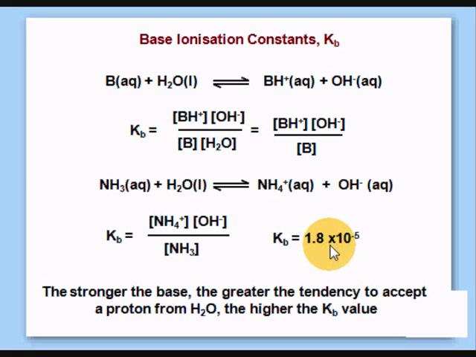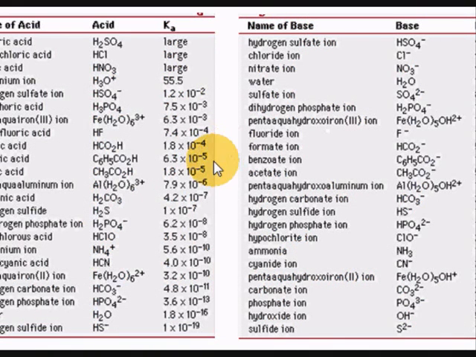And this too then is quite a high concentration. Strength: the stronger the base, the greater the tendency to accept a proton from H2O, and therefore the higher the Kb value. So again, 10 to the minus 5 is well up there if you're talking in respect to 10 to the minus 10 and 10 to the minus 15s for weaker bases. This is relatively strong.